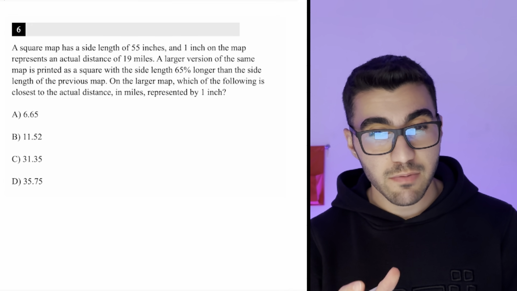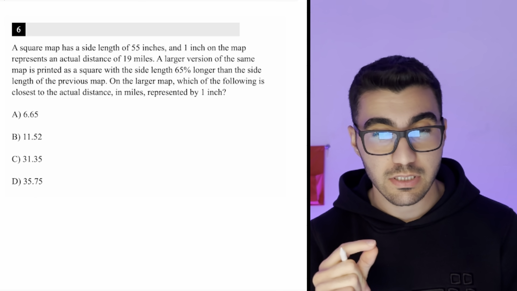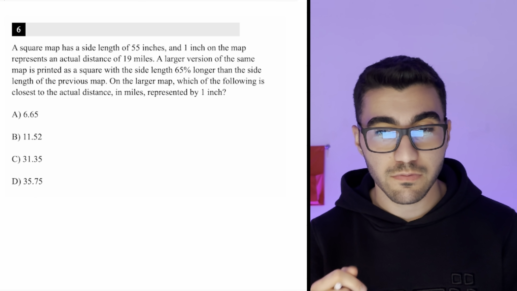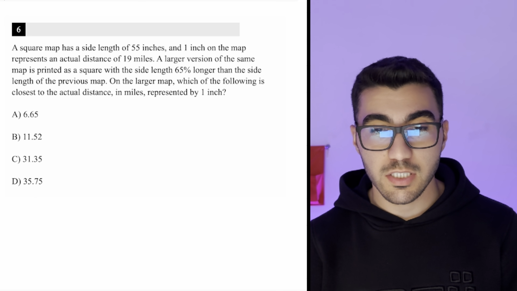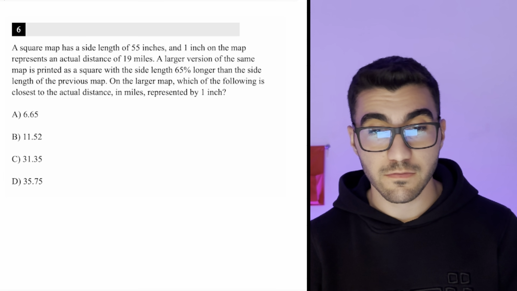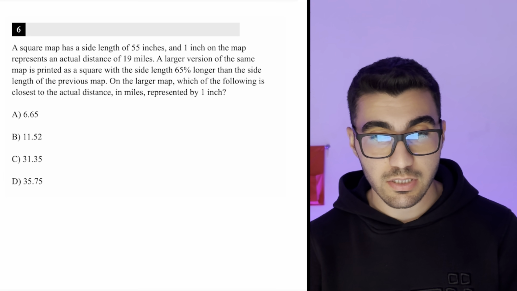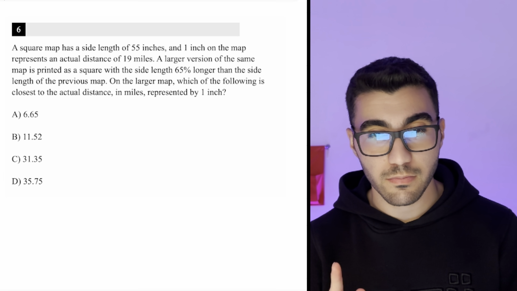Another good question. A square map has a side length of 55 inches and 1 inch on the map represents an actual distance of 19 miles. A larger version of the same map is printed as a square with the side length of 65% longer than the side length of the previous map. On the larger map, which of the following is closest to the actual distance represented by 1 inch?